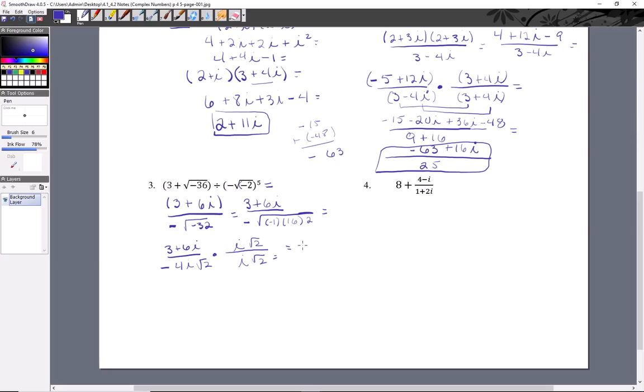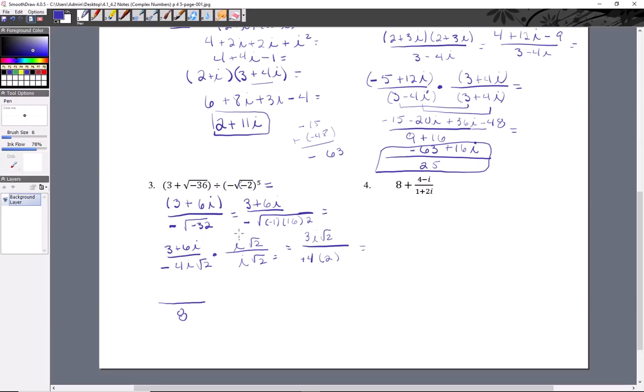Okay, in the denominator, this will be negative 4 still. And i times i is i squared, which is negative 1, so that will go positive. And then radical 2 times radical 2 is just 2. So that's just going to be 4 times 2, and we'll carry this down here. That'll be 8. And then your numerator, that'll be 3i root 2.